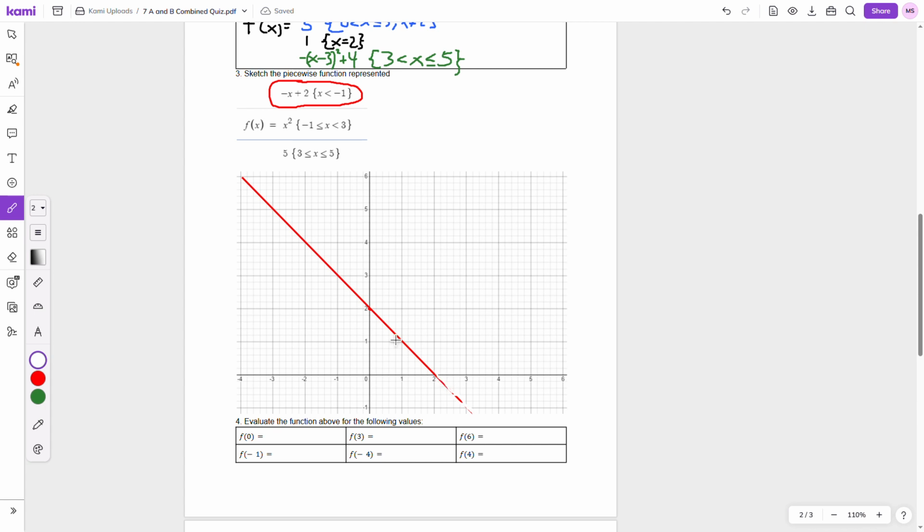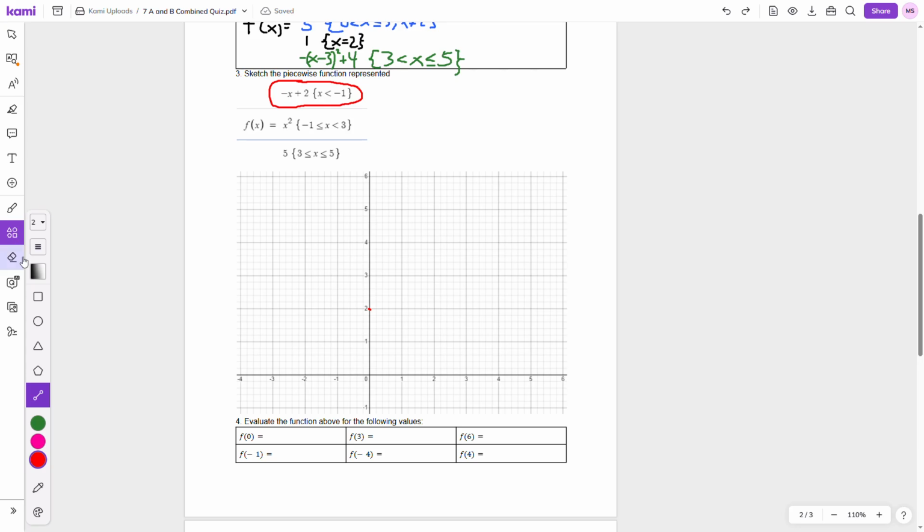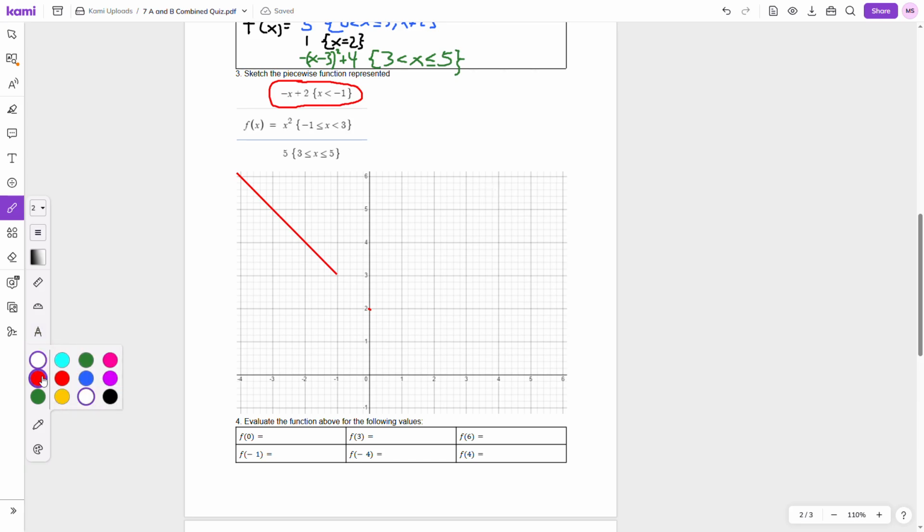You know, let's just redraw the line, and I'll just stay to the left of -1. So we start up here, and we stay to the left of -1. So we terminate like right there. And we have a little open circle here at the end. And that's that. That's the red part.